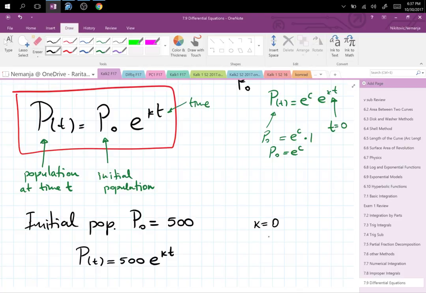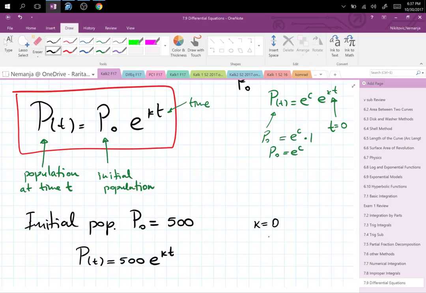And many would say, well, you need negative k because rabbits will be dying. Sure, rabbits will be dying, but now let's just put k equals 0 and say these are immortal rabbits. So with this type of equation, 500, now k is the factor.